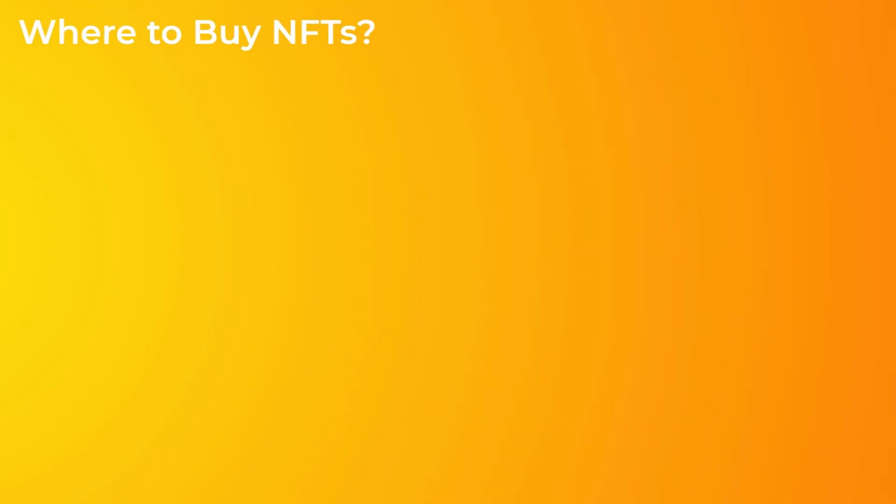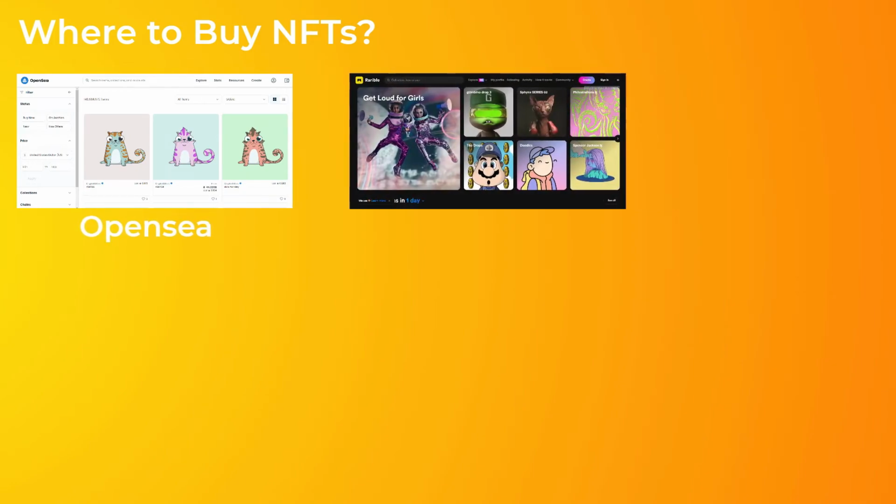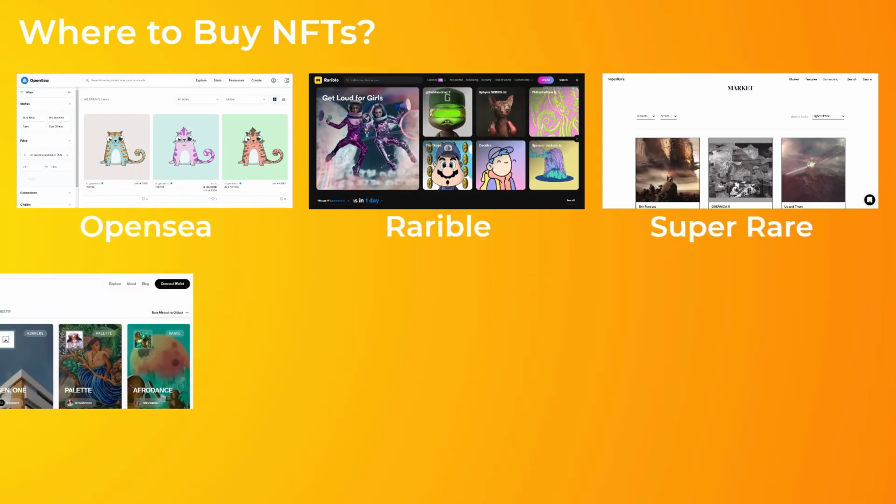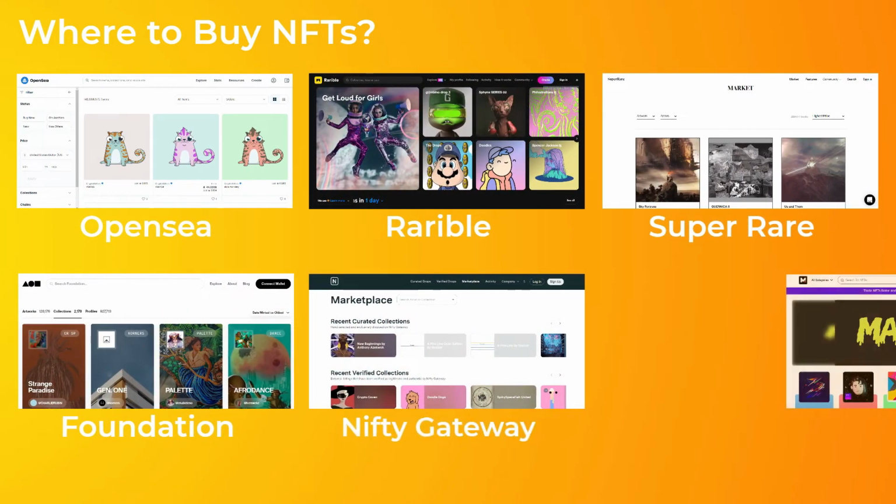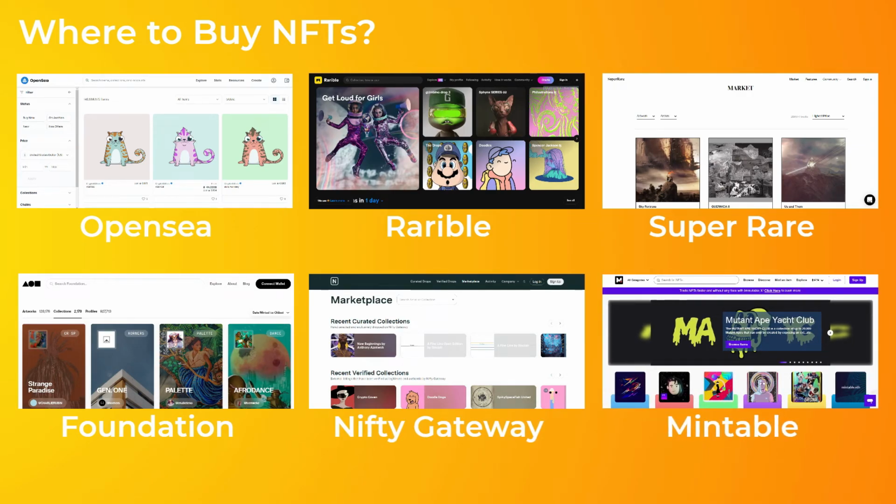So, let's say that you decided to buy an NFT. Where do you buy it? You can buy NFTs on NFT marketplaces. The most popular marketplaces are OpenSea, Rarible, Super Rare, Foundation, Nifty Gateway, and Mintable. Most of the sales in the marketplaces are done using Ethereum, except for Nifty Gateway, which allows you to buy NFTs using normal fiat currencies like the US dollar.